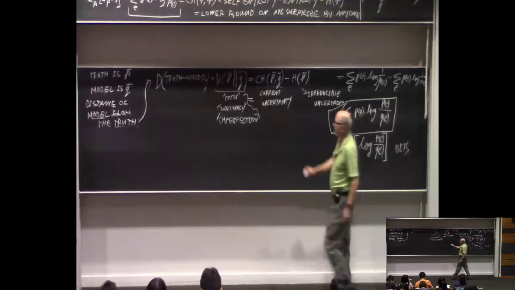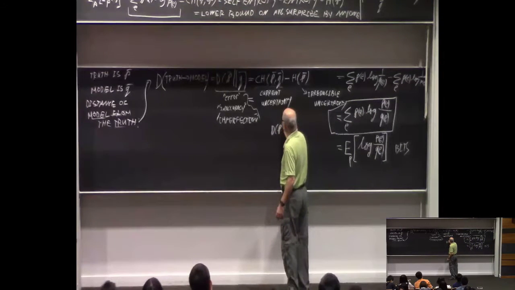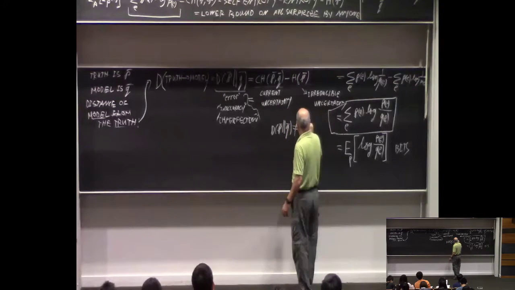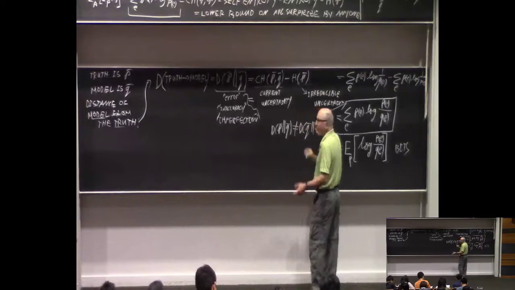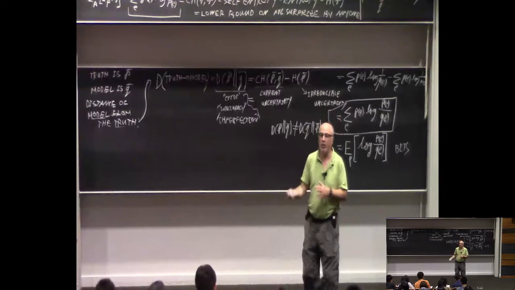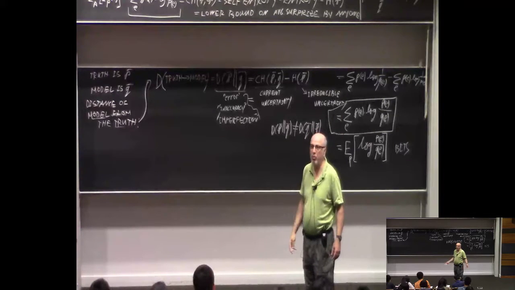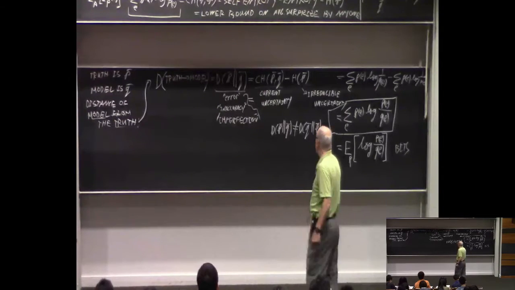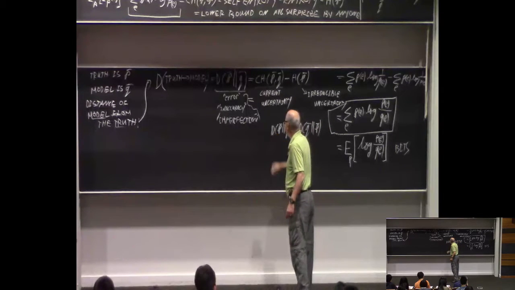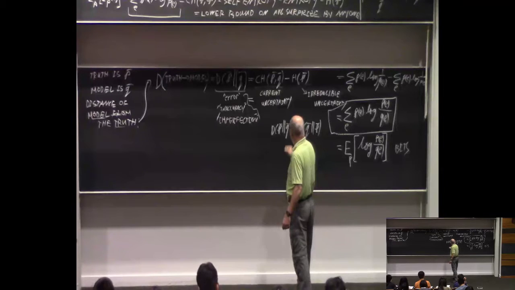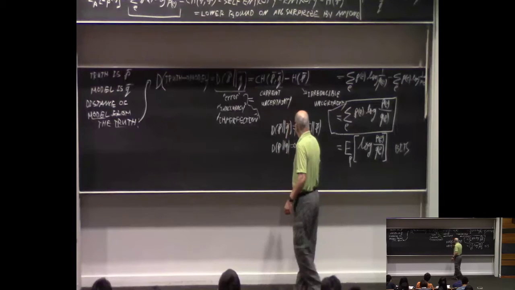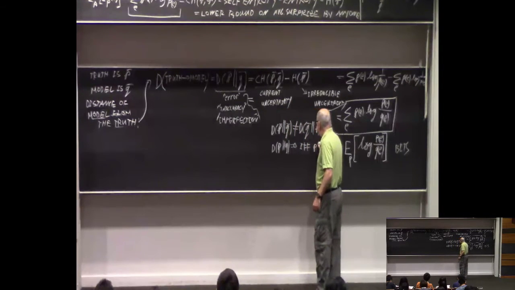It goes without saying, but I'll say it anyway, that D of P to Q is not the same as D of Q to P. So if you swap their roles, if Q is now the truth and P is the model, then it's not the same value. One of them might blow up, the other one might not blow up. So it's not symmetric. And D of P and Q is 0 if and only if P equals Q.